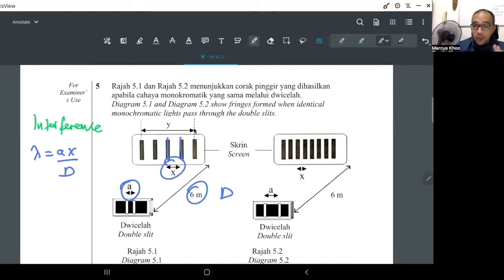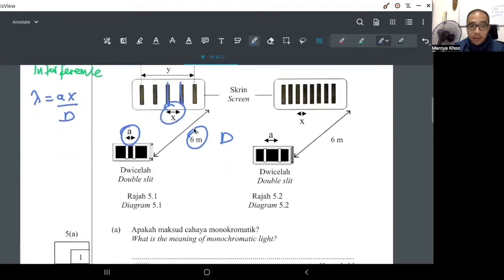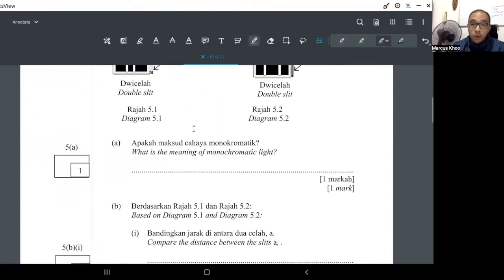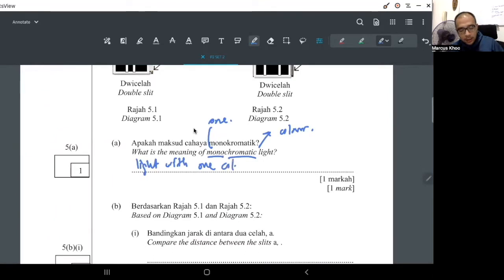Don't memorize what this means. Visualize it. This is a, this is X, this is D, so that you remember. Now, what is the meaning of monochromatic light? Monochromatic comes from the words mono, which means one, and chromatic, which means color. So you can say that monochromatic light is light that has only one color. Light with one color only.